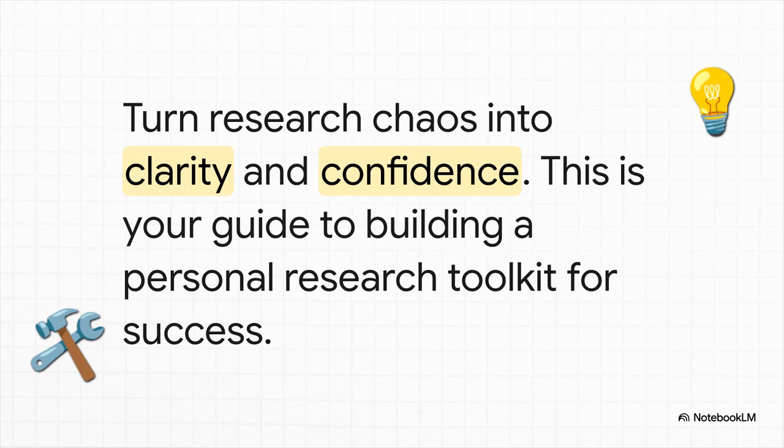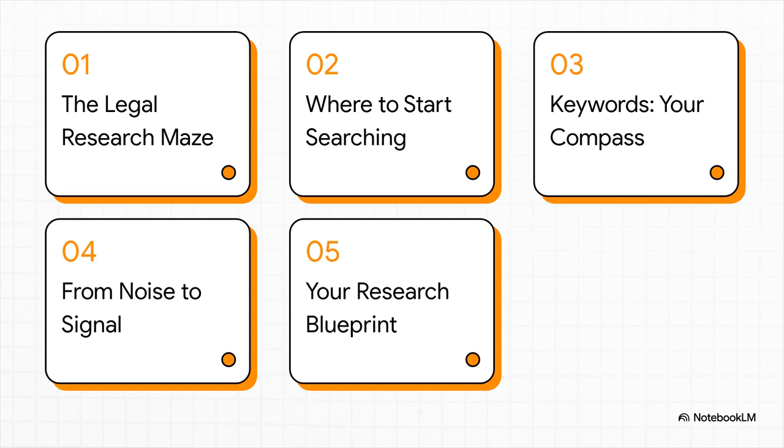We're going to build your own personal research toolkit. Think of this as your guide to turning all that research chaos into total clarity and, yeah, even confidence. So here's our game plan. We'll start by navigating what I call the legal research maze. Then we'll figure out the best places to actually search. I'm going to show you how to use keywords like a compass, and then how to filter out all that noise. And finally, we'll put it all together into a blueprint you can use again and again.